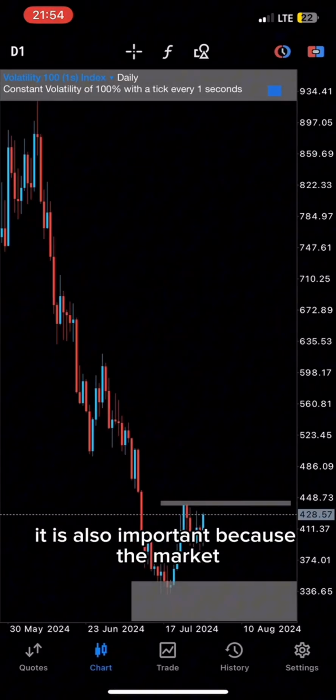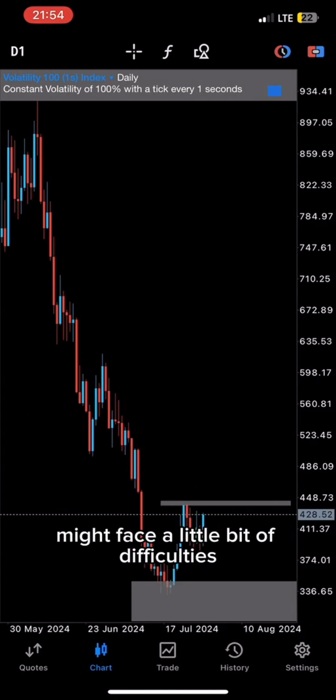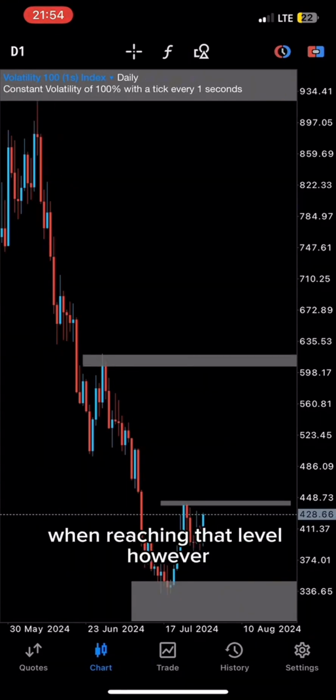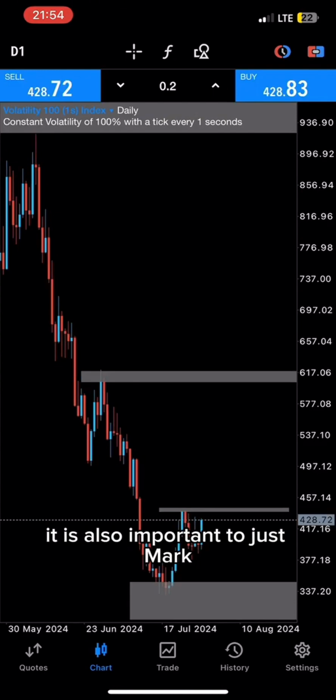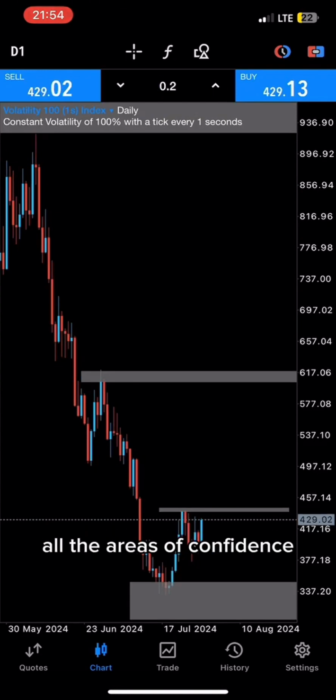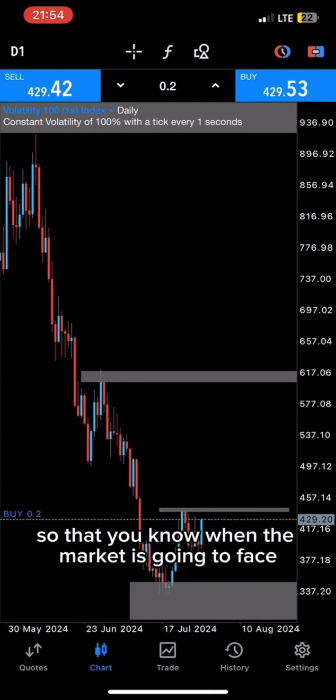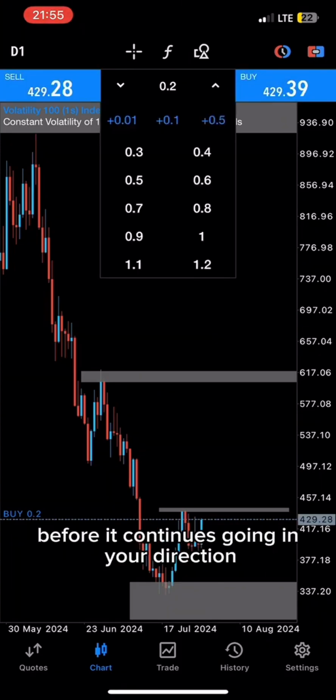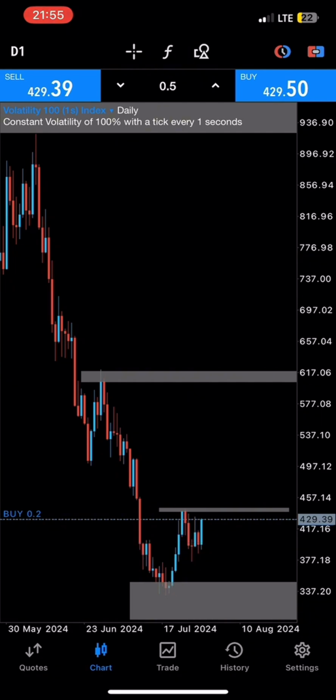Other areas of confluence are that small area that I've put, that is a resistance lane. It is also important because the market might face a little bit of difficulties when reaching that level. However, it is also important to just mark all the areas of confluence so that you know when the market is going to face a little bit of difficulties before it continues going in your direction.